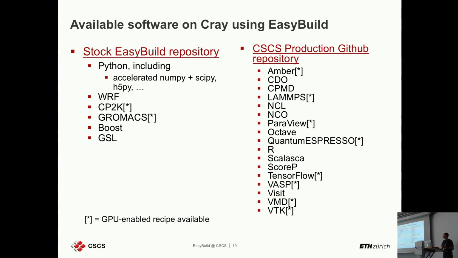And if you want to use our recipes that are in production, so you might find site customizations, you can go to our production GitHub repository, the link is here, and it will be at the end also. Then you can just do a git clone and reuse. We have EasyBlocks and EasyConfig files there, so you can just reuse them. You can see the list is much bigger.